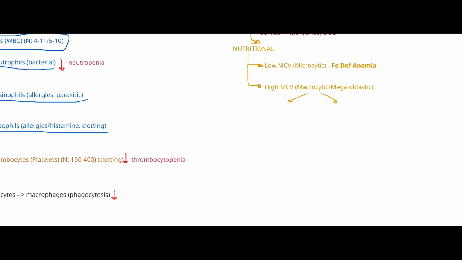So the first one is folate deficiency. Okay, that can cause a megaloblastic anemia. Now the other one is caused by vitamin B12 deficiency. But I want you to know that the vitamin B12 deficiency is not the anemia. If the vitamin B12 deficiency becomes extreme, then it causes pernicious anemia.